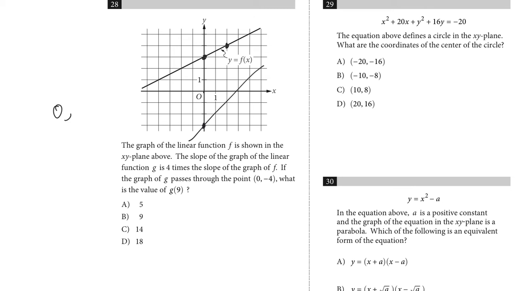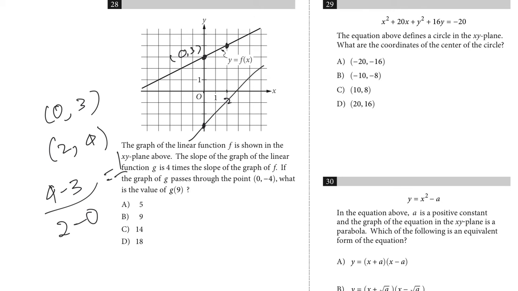It's (0, 1), (0, 2)... oh, okay, (0, 3) over here, and over here it'll be (2, 4). Find the slope: 4 minus 3 over 2 minus 0, simply 1 by 2, so 0.5 is the slope of f of x. And g is 4 times that, which is 2, so y equals 2x plus c, where the line passes through the point.